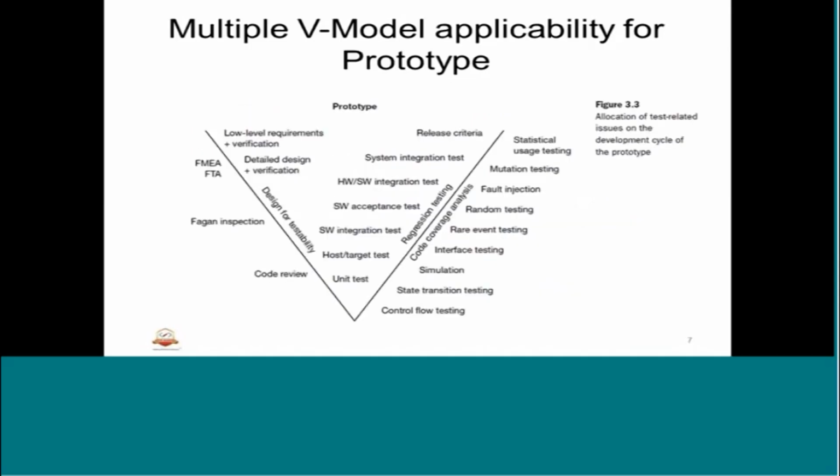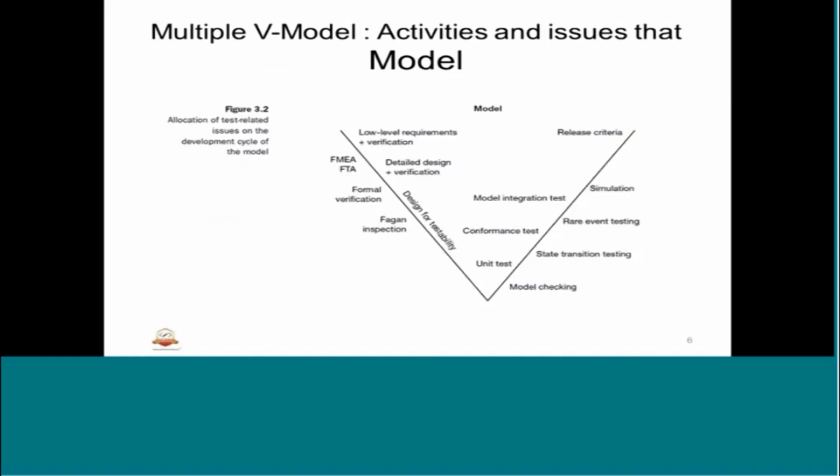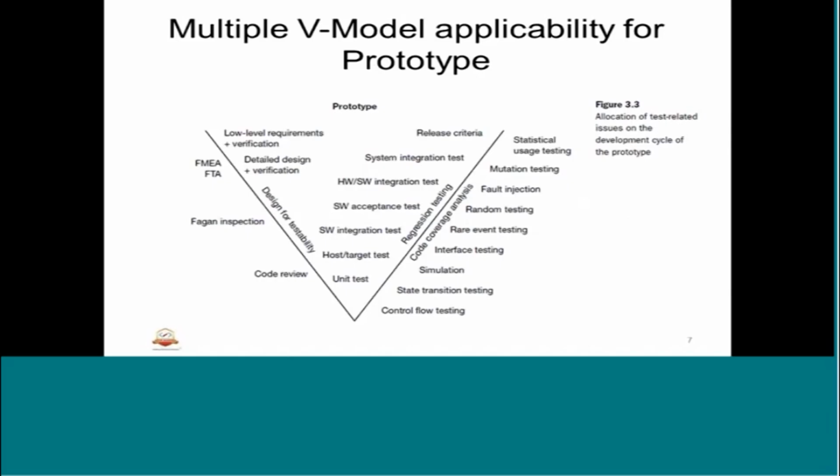Another one is V model applicability for prototype. What are the categories that we can use for prototyping V model? Here again, outside the V, we have techniques in terms of FMEA, FTA, file inspection, code review. Within the V, we have low level requirements, detailed design, plus verification requirements, design for testability. Then on the right hand side, we have unit test.